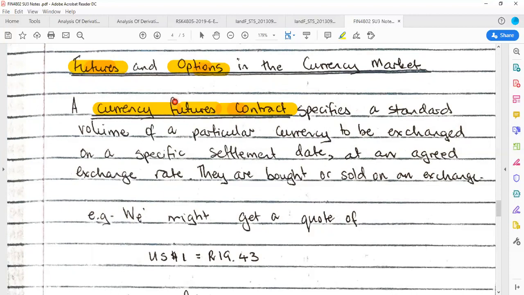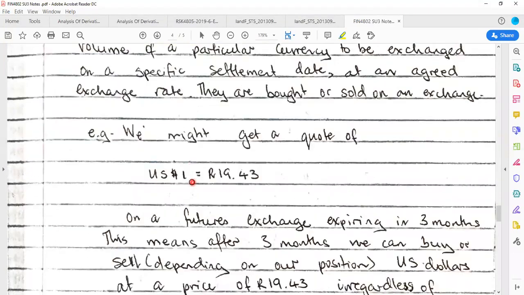So if the US dollar actually ends up strengthening, meaning it can be changed into more rands, you won't be able to benefit from that because you've entered into a contract which is a legal obligation. There's no way out of the contract once you enter into it.